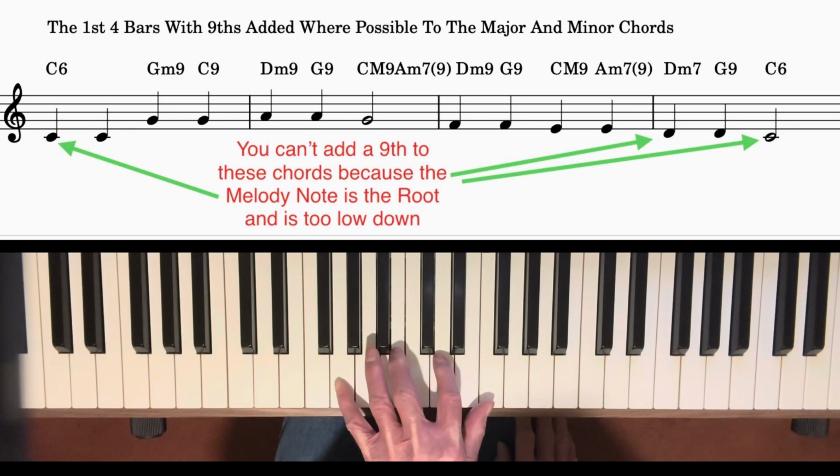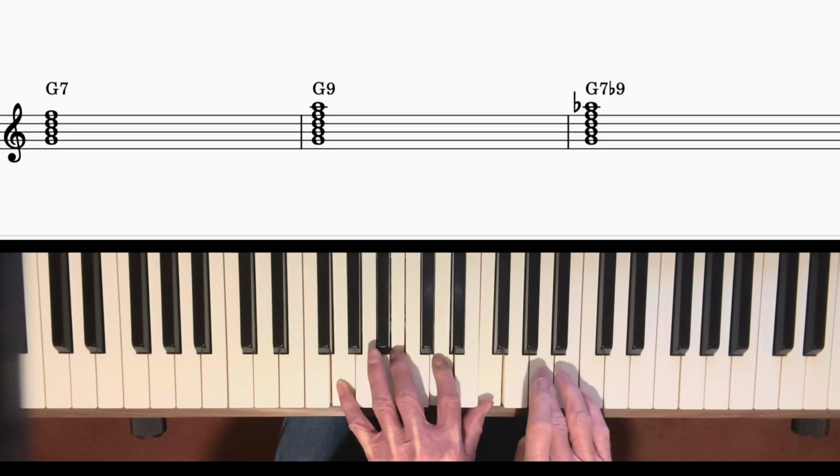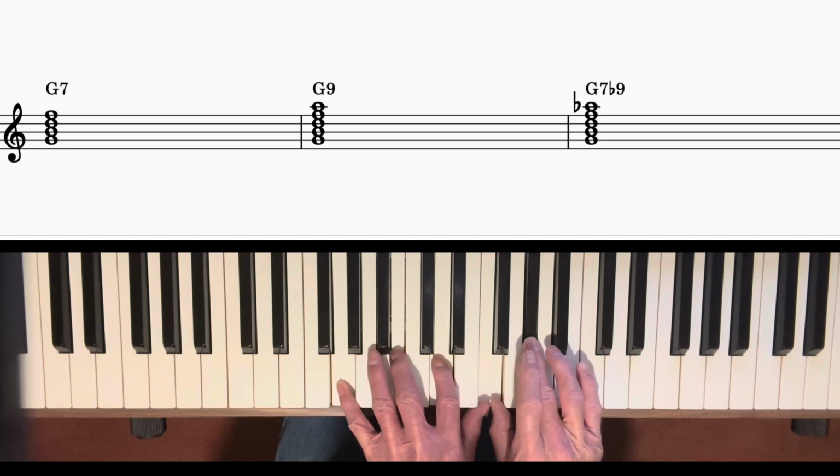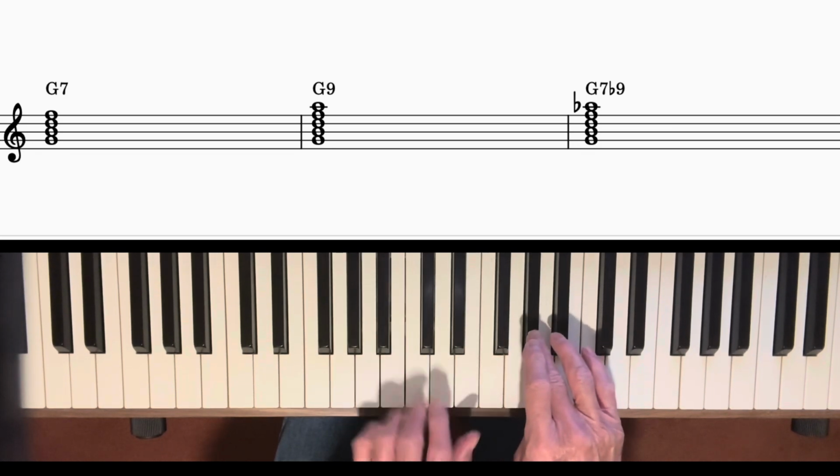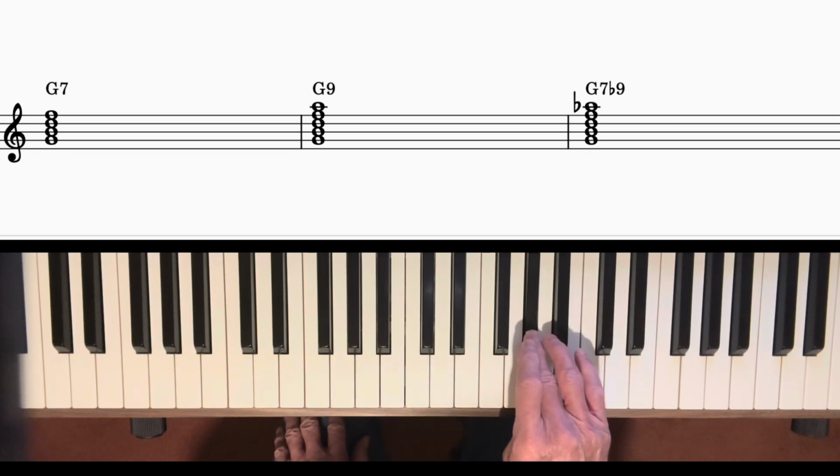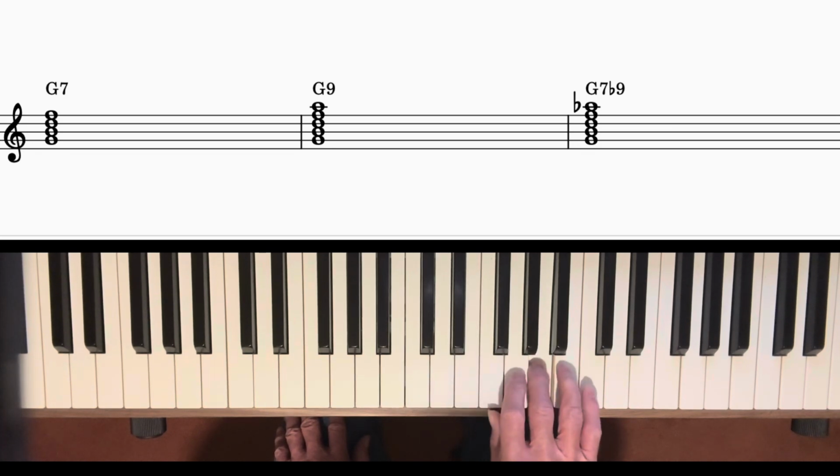Let's look at G7. The 9th is A. The flattened 9th, as the name suggests, is A flat. It's simply a semitone below the 9th. Now you can use a flattened 9th on G7 in the key of C major. So how does that work? Because obviously the note A flat is not from the scale of C major.